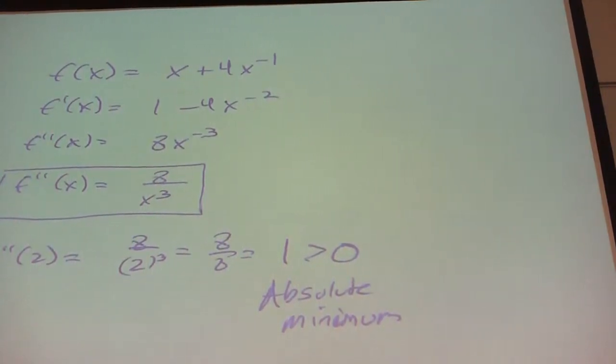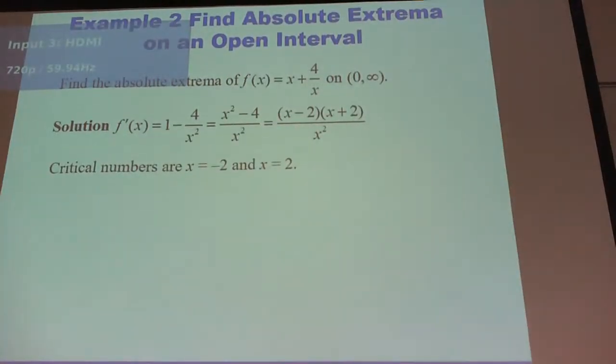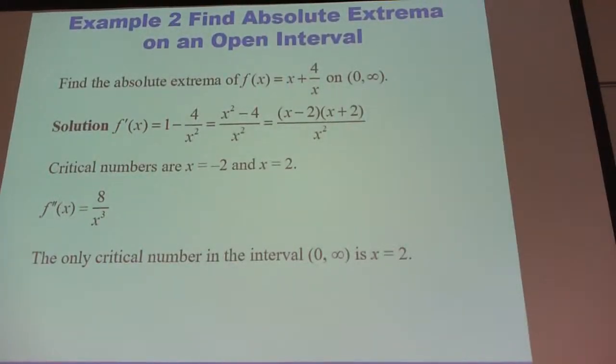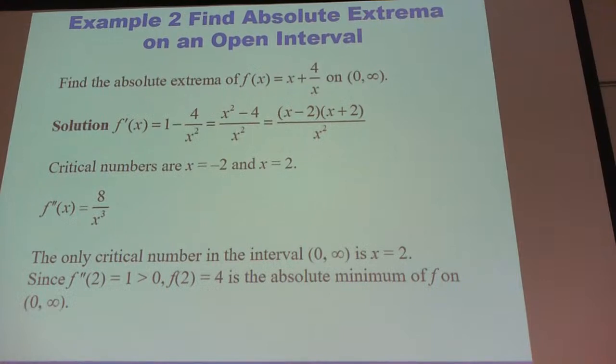So going back to the slide real quick, we found our critical numbers. The only one that works is 2. If you take the 2, plug it into the second derivative, you get a result of 1, which is greater than 0. Therefore, you have an absolute min on the interval 0 to 3. Okay?